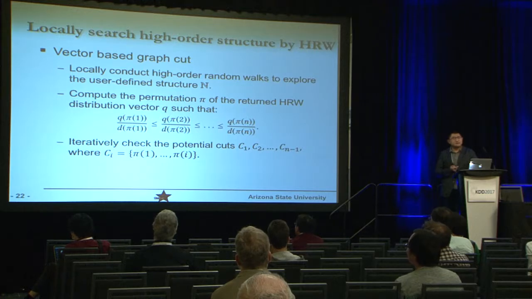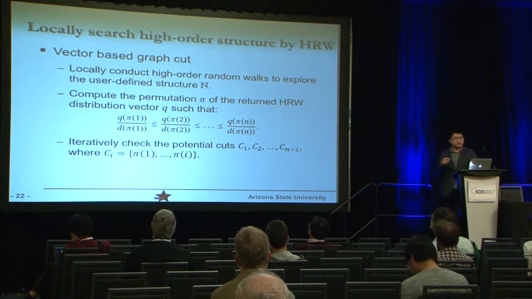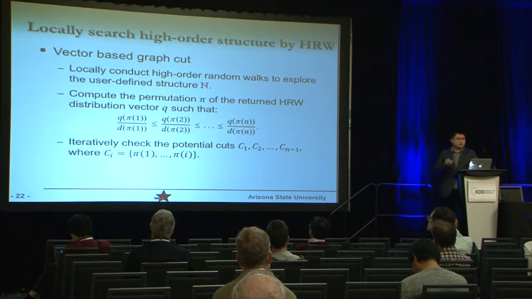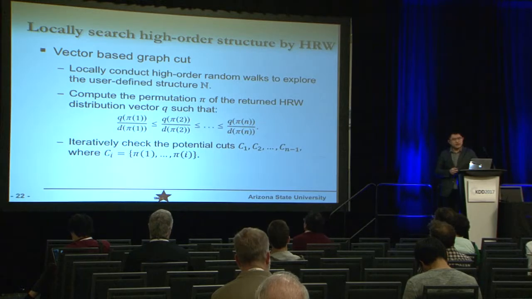Our framework is designed based on the vector-based graph cut mechanism. In each iteration of our algorithm, we first conduct a one-step high-order random walk to explore the neighborhood of the initial vertices. Then we compute the permutation pi of the returned high-order random walk distribution vector Q this way, where D indicates the degree of each vertex. After that, we generate a series of cuts, C1, C2, until Cn-1, and we check the potential cuts until we find the cut that satisfies our criterion.